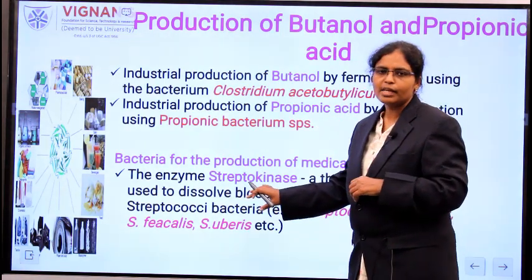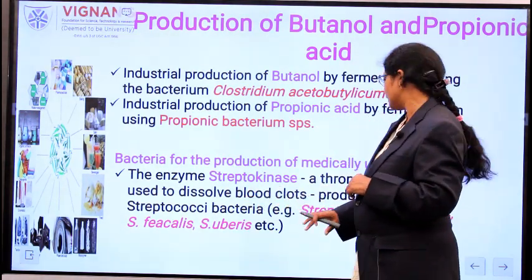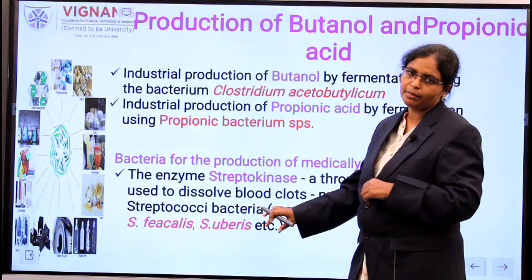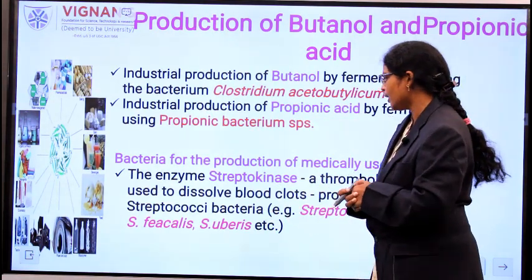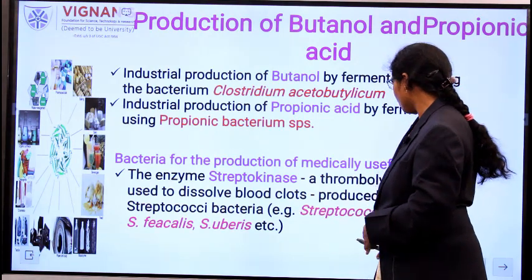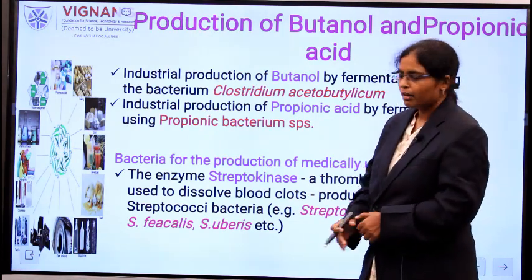So here is another example, you can observe streptokinase. This is a thrombolytic enzyme, it dissolves the clot. Okay, so this streptokinase is produced by Streptococcus species.